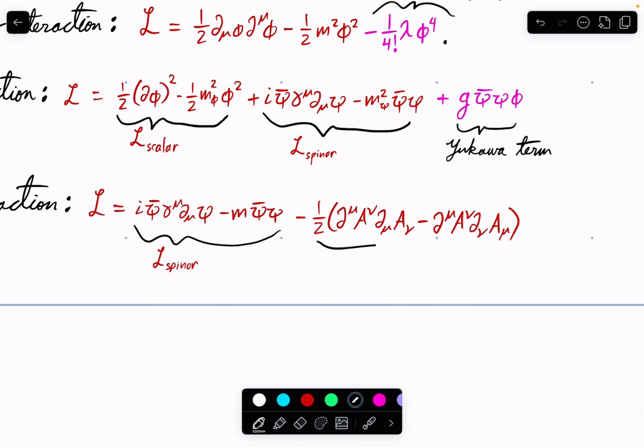And this is the Lagrangian, this is the Maxwell gauge. And then there will be one last term, which is plus e, spinor, gamma mu, A mu here. And this right here, this is the gauge interaction term.